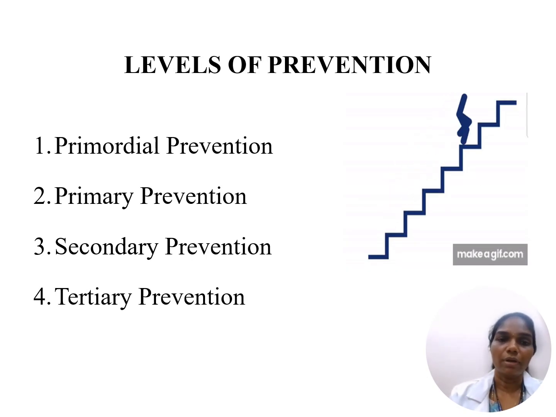Next, I already told you we have actually four levels of prevention, that is primordial prevention, primary prevention, secondary prevention, and tertiary prevention. Before, we had only these three levels: primary, secondary, and tertiary. Primordial prevention is a new concept which is emerging now. So we'll see one by one in detail.